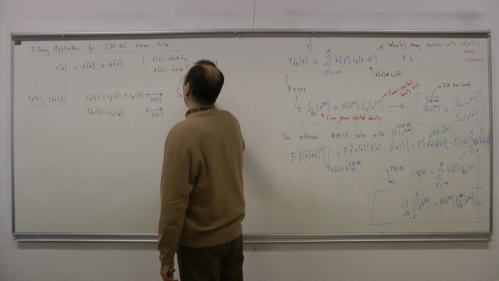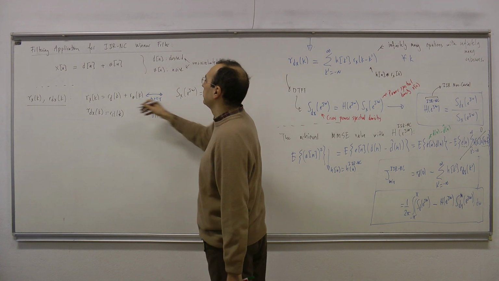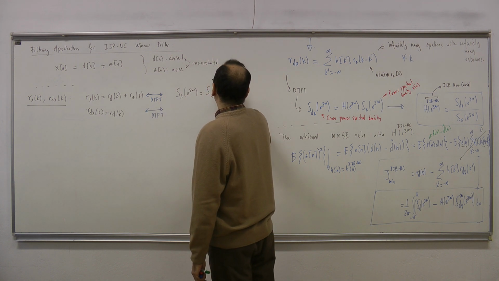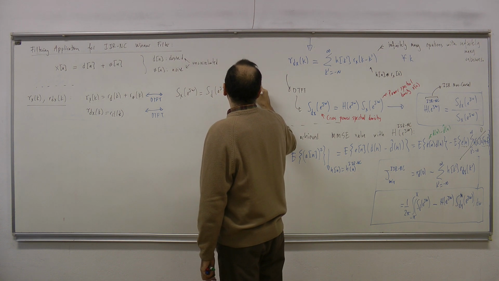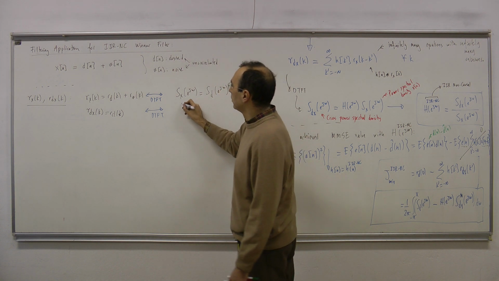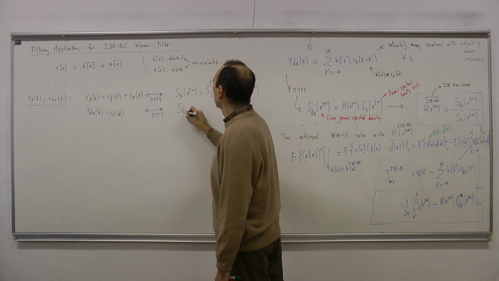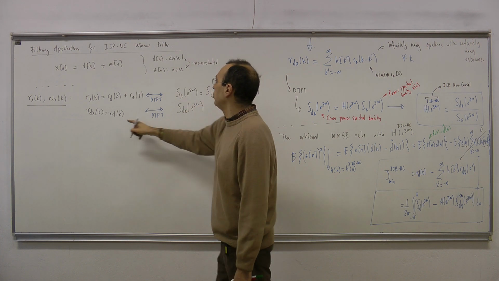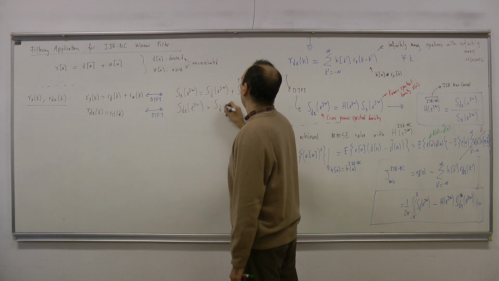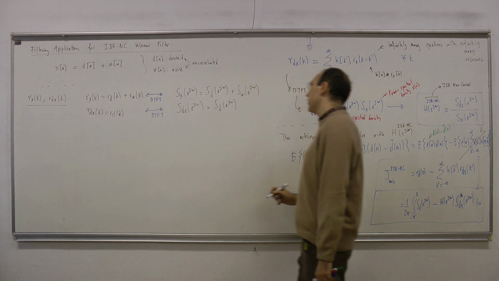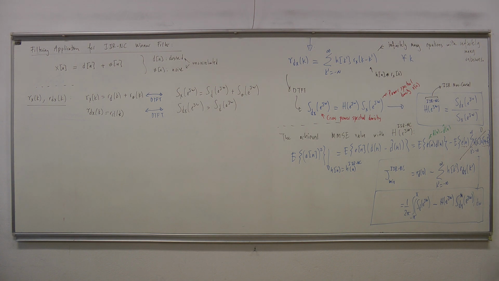S_x(e^jω). This is S_d(e^jω). This is S_v(e^jω). This is S_dx(e^jω) is equal to S_d. Am I right? That is it. So we are done. The ratio calculation and insertion of this filter over here. But let me write the name of this filter in order not to get confused. IIR non-causal. Okay?